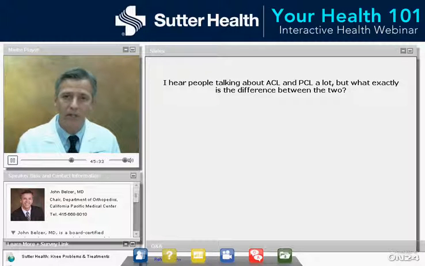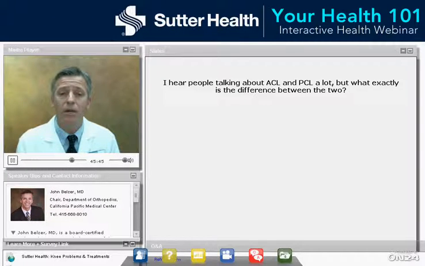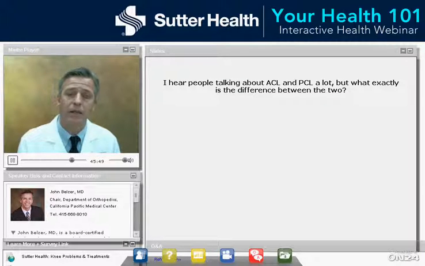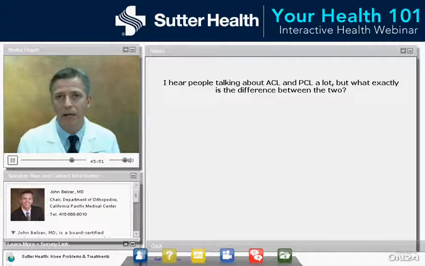The other thing is that PCL reconstructions are not quite as successful as ACL reconstructions, so we tend to be a little more conservative unless patients have dramatic symptoms or unless the ACL and the PCL are torn at the same time, where we do multiple ligament reconstructions. And that can also be seen with lateral collateral ligament and PCL ligament tears as well.